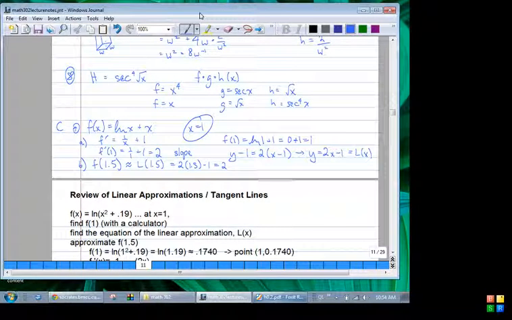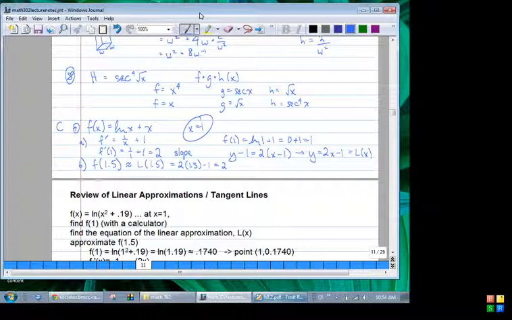First of all, what is the actual value at that point? You plug it in, and you get ln of 1.19. And let's just say I magically happen to know this answer, and it's about 0.1740. Okay, that means we know the point 1 comma 0.1740.